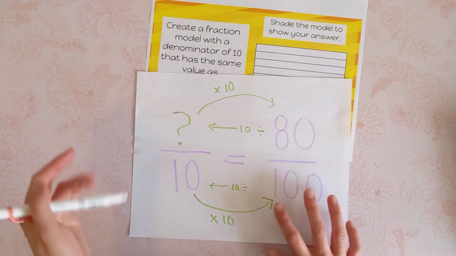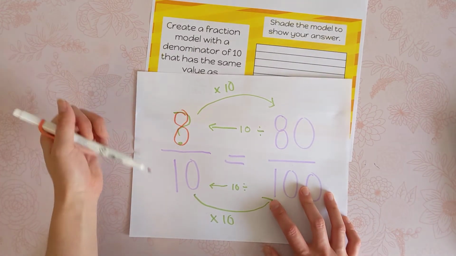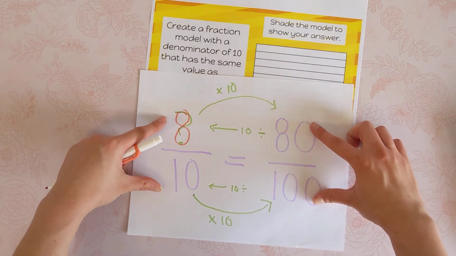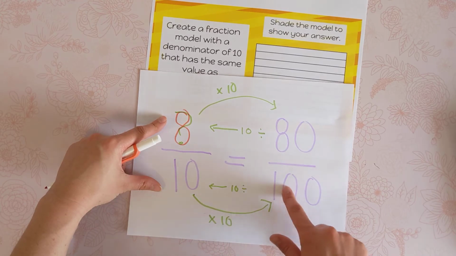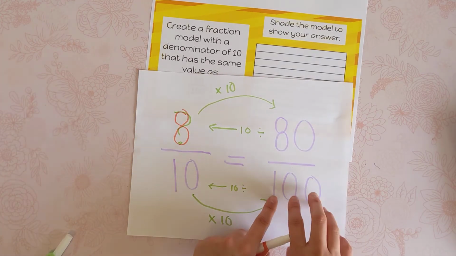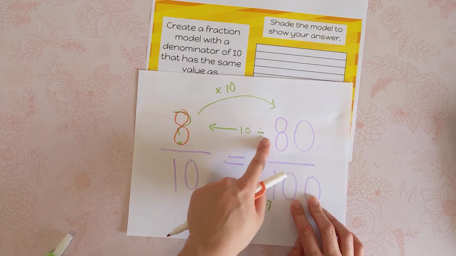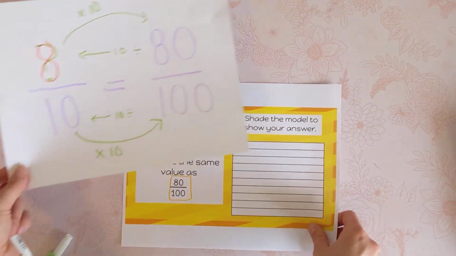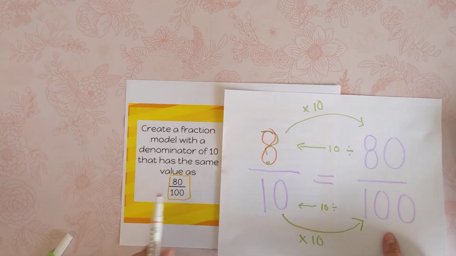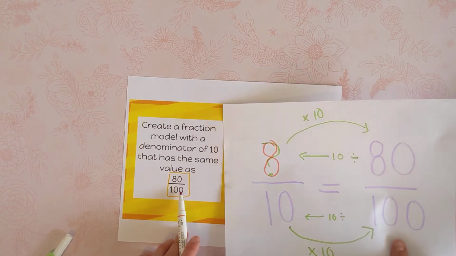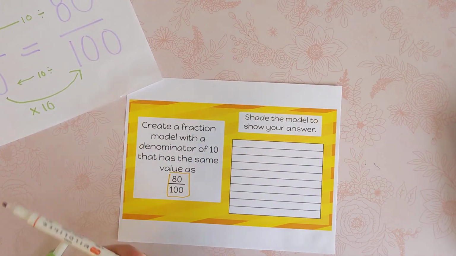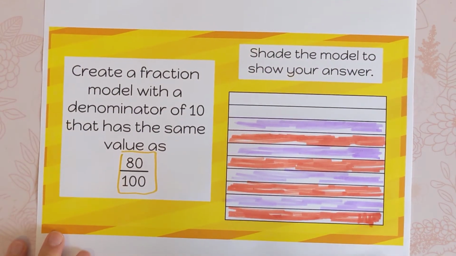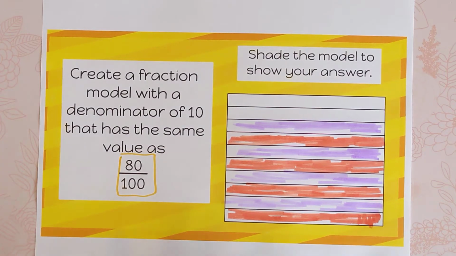So this here is an 8. 10 times 10 is 100, and 8 times 10 is 80. So these are equivalent fractions because we did the same thing to the denominator as the numerator. 100 divided by 10 is 10, and 80 divided by 10 is 8. So coming back to this then, we said our fraction is 8 tenths. That equals this. So we would just fill in 8 of these. Okay, there I've filled in 8 tenths.